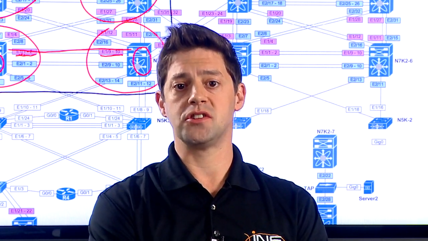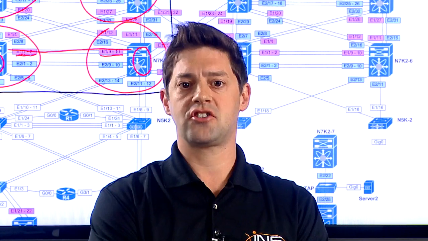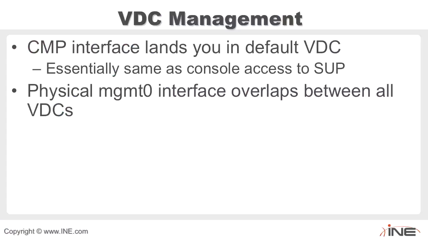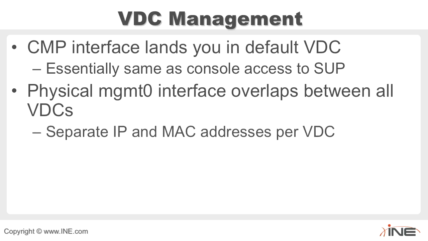Now, speaking of that, there's the physical management 0 interface. This is actually a feature that overlaps between all VDCs. There's basically a logical separation of this physical port. There's one physical management 0 interface per supervisor, and only the active supervisor is active at that time. I'm going to logically partition that physical management 0 interface. I can give it a different IP address, and the box will automatically assign it a one-off separate MAC address per VDC.